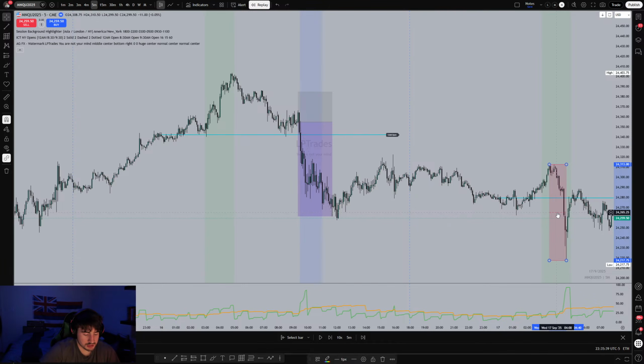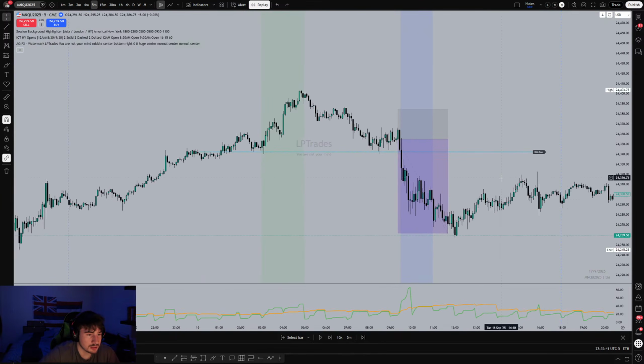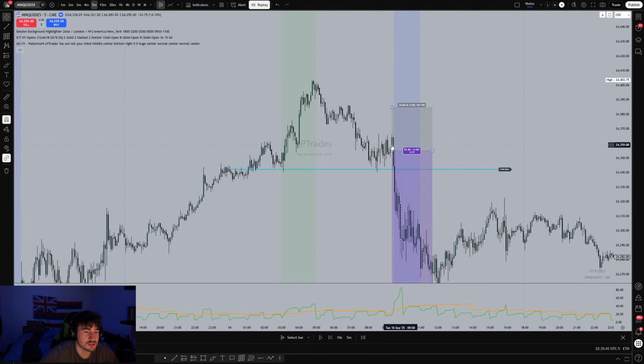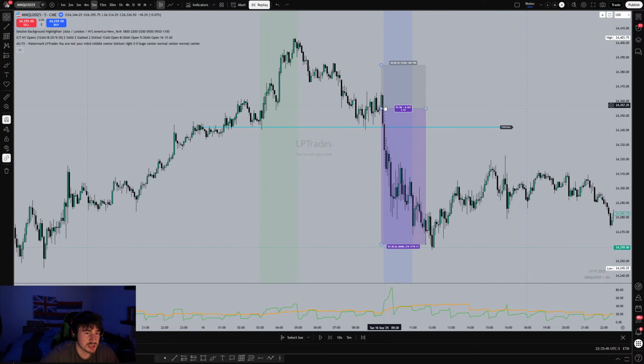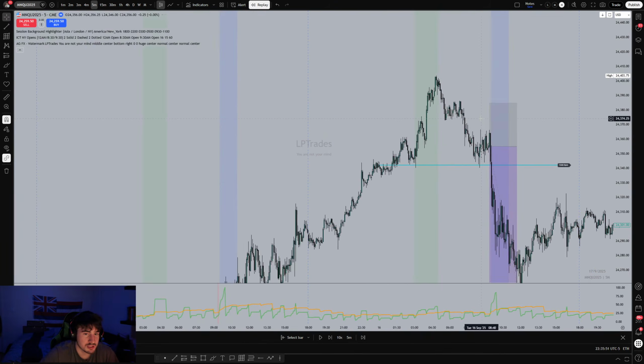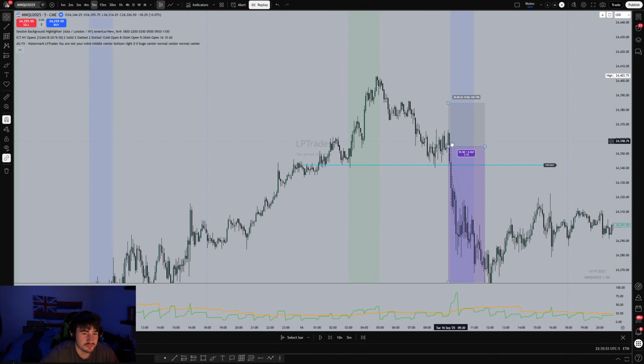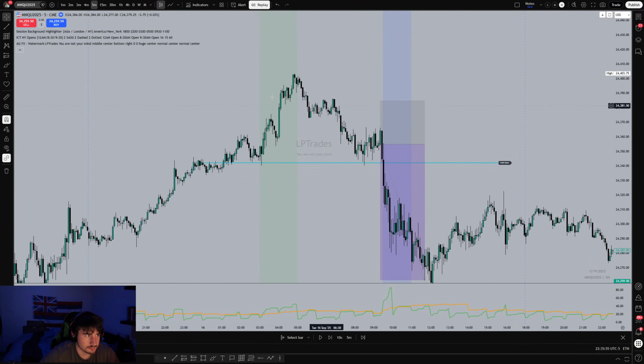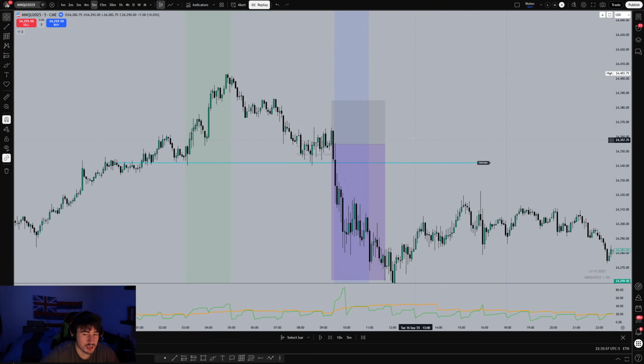And then over here, there's no draw on liquidity that happens right around 9:30. So I could say, yeah, it's going to go lower, because we're above midnight. But we didn't manipulate higher. We didn't take any liquidity recently around 9:25. So I wouldn't do anything either.